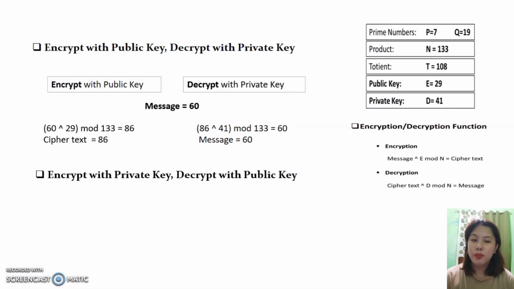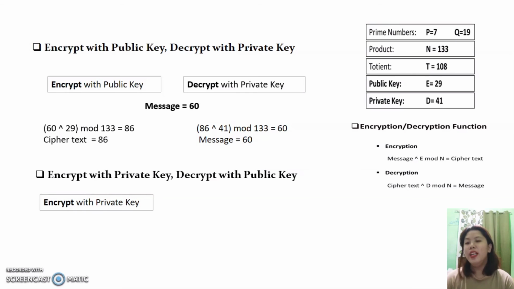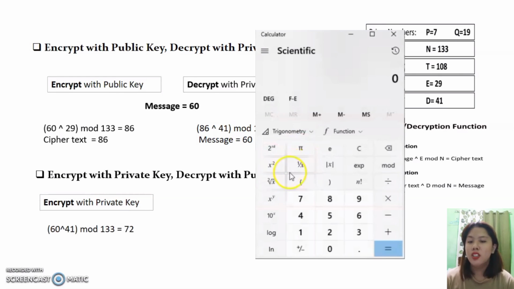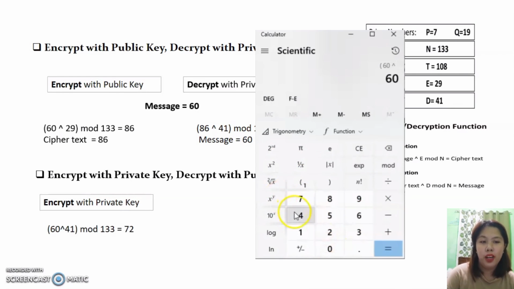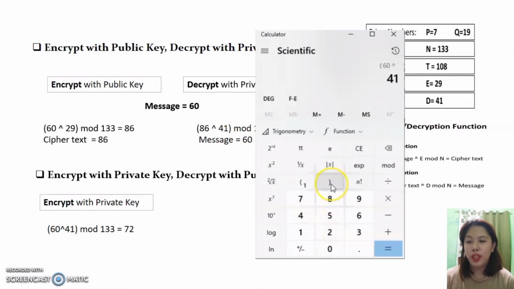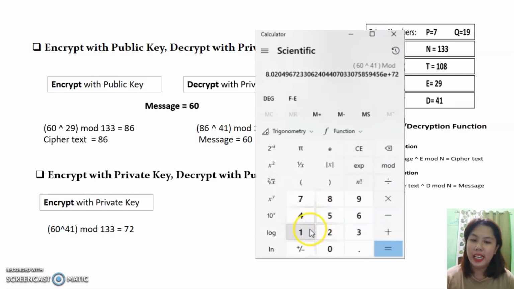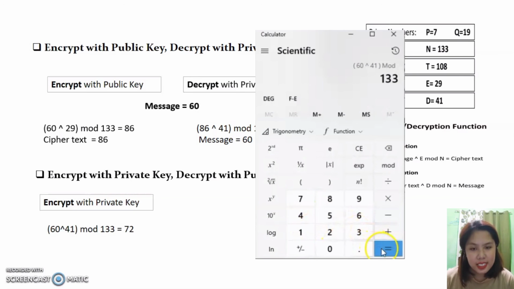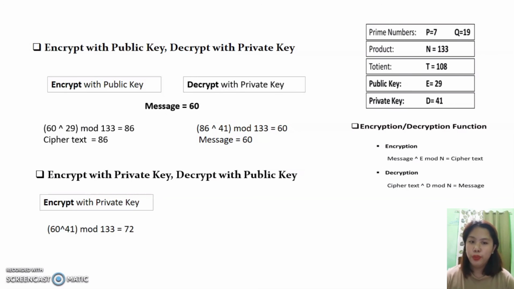So let's encrypt the same message. This time we're going to do the encryption with the private key and the decryption with the public key. For encryption with the private key, our message is 60, raised to the private key value, which is 41. Then we figure out the remainder when divided by 133. And the answer is 72. This is now the ciphertext after encrypting with the private key.